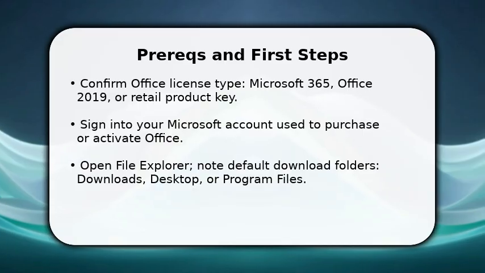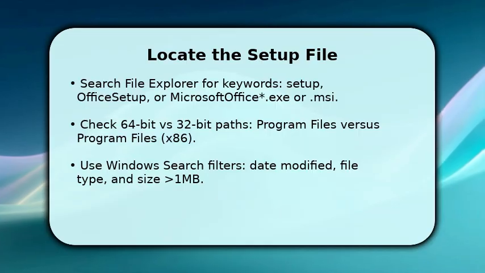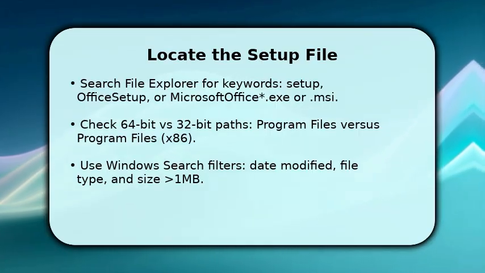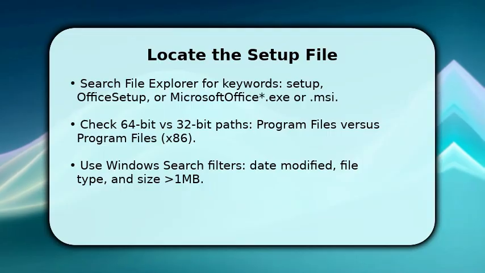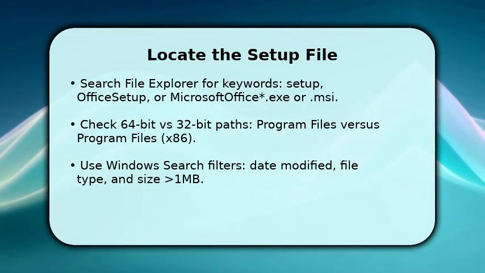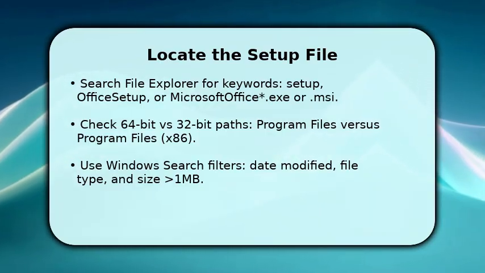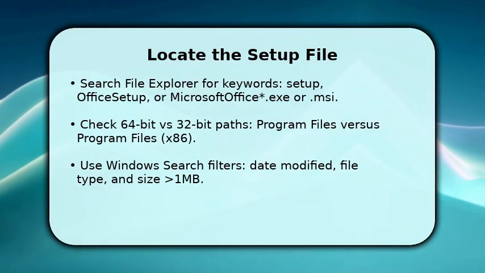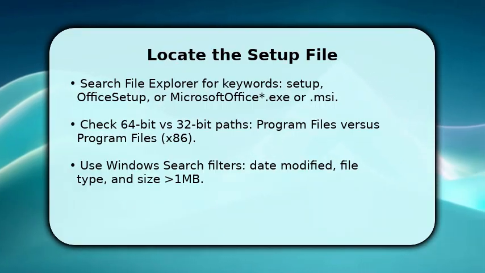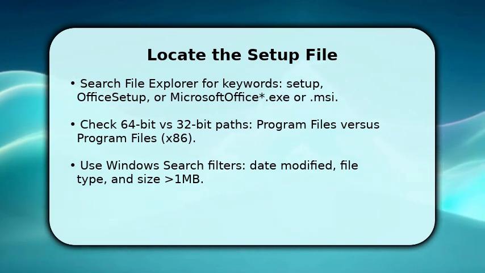Now you dig deeper to find the exact setup file. Use File Explorer search with keywords like Setup, Office Setup, or Microsoft Office and filter by EXE or MSI. This narrows results quickly. Make sure to check both Program Files and Program Files (x86), because 64-bit or 32-bit installers go to different folders. Once you spot the installer, right-click and select Properties to confirm version and origin. This helps you avoid running corrupted or wrong language installers and explains why file details matter.